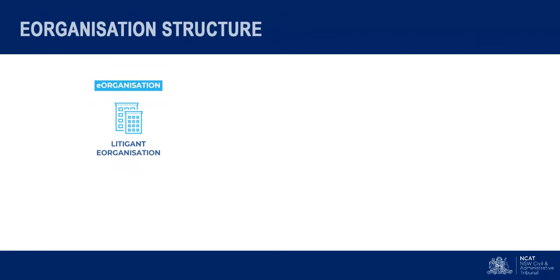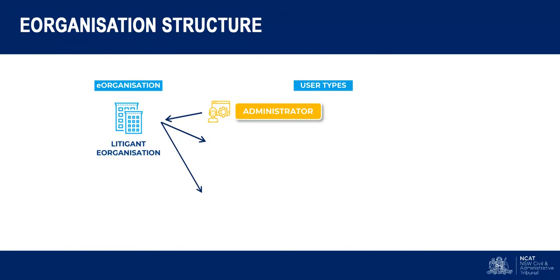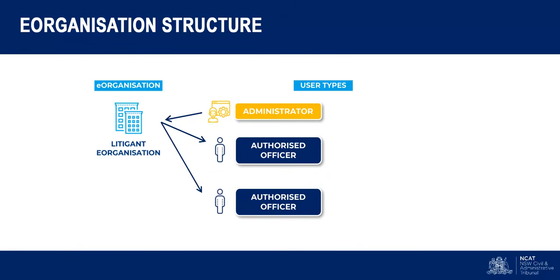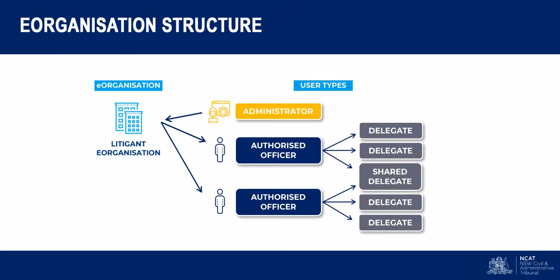To create an e-organization, you will need to provide the ACN or ABN. An e-organization will have an administrator and can have more than one. Authorized officers are then added to the e-organization. An authorized officer can have delegates, and delegates can be shared.